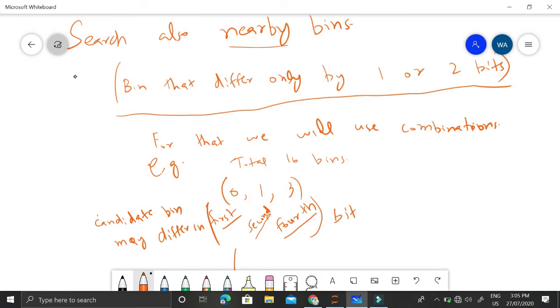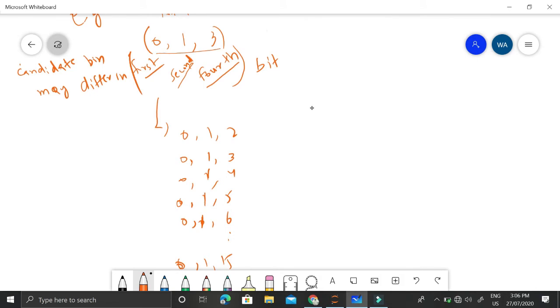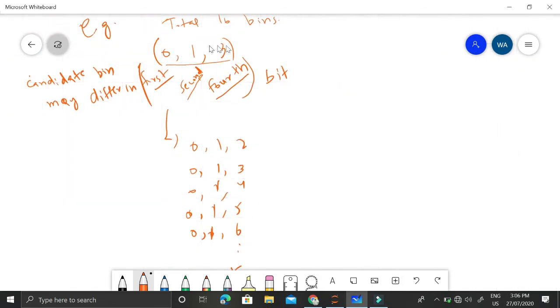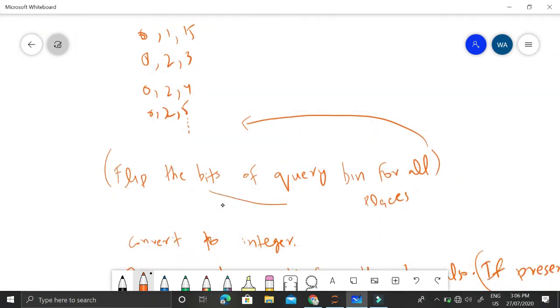We will also search the nearby bins by differing 1 or 2 bits, and for that we will use the idea of combinations. I hope you know about combinations. For example, we have to change bits in 3 different places. Then we will create all the different combinations of these 3 bits. Once we have all these combinations, we flip the bits of the query bin for all these places that we have just generated using different combinations. And we will look at the table.